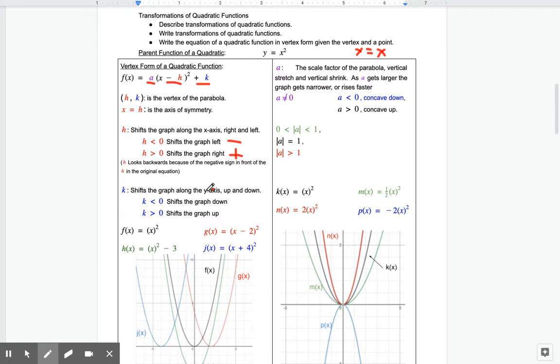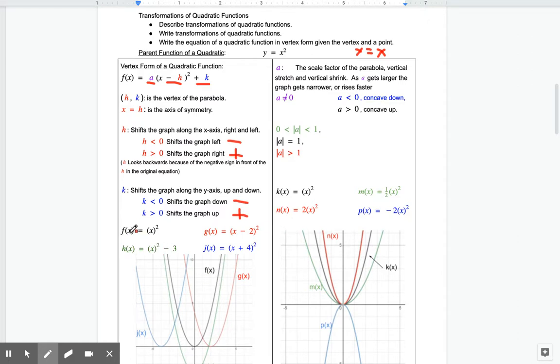k is straightforward. k shifts the graph on the y-axis up and down. So if k is less than 0, it shifts the graph down. So if k is negative, it shifts the graph down. If k is greater than 0, it shifts the graph up. So if k is positive, it shifts up.